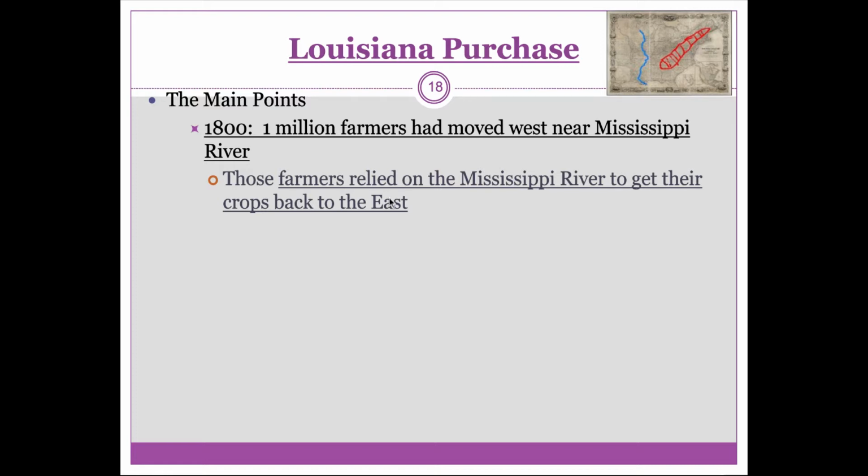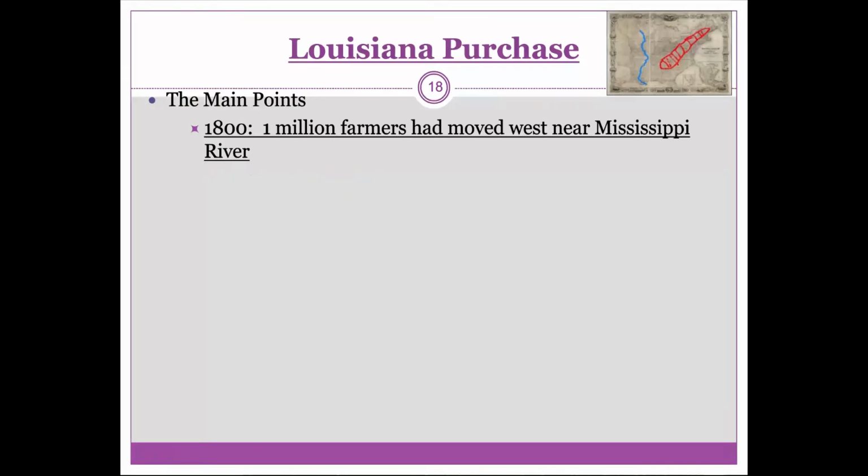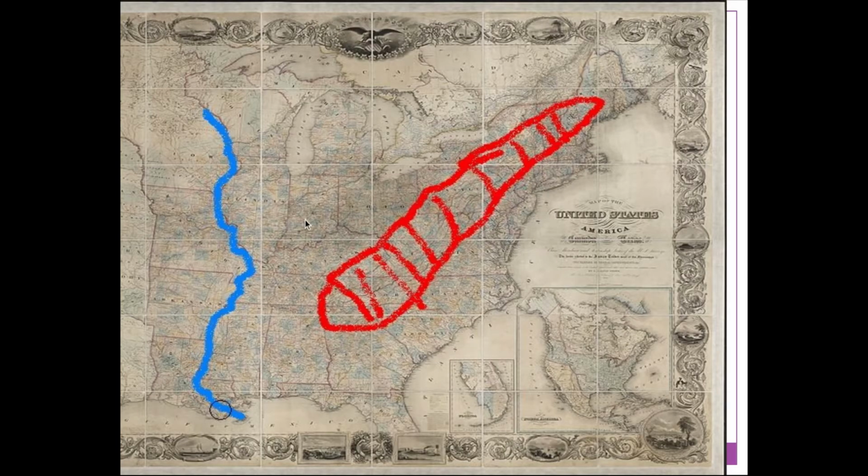Okay, these farmers that are living west near the Mississippi River, they're going to rely on the Mississippi River to get their crops back to the east. And I'll show you again on the map. Sorry. Okay, so let's say I'm living here. Today, this is Illinois, and I'm a corn farmer. And in the fall, I harvest my corn. Now it's time. I got to get it back to the East Coast because this is where all the people are that need the food.